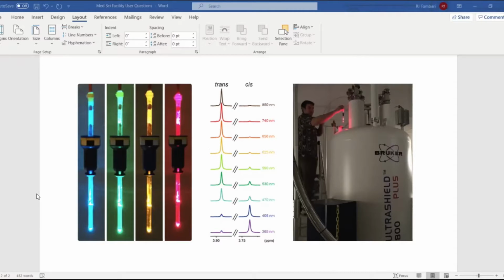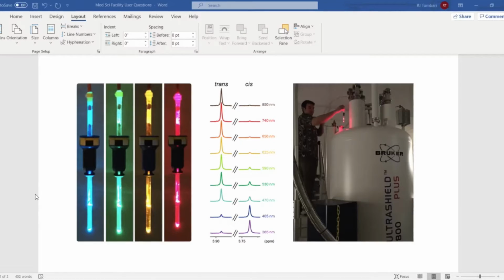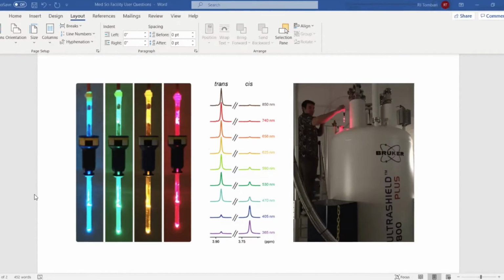So here we have RJ, a fourth year in the Olson lab, and he's going to talk about some NMR usage in MedSci. So RJ, can you briefly describe what the project you did was and what NMR experiments you were doing? Sure. So I make photoswitchable compounds that can isomerize between cis and trans isomers with different wavelengths of light. So to measure the extent to which these things isomerize, we use NMR.